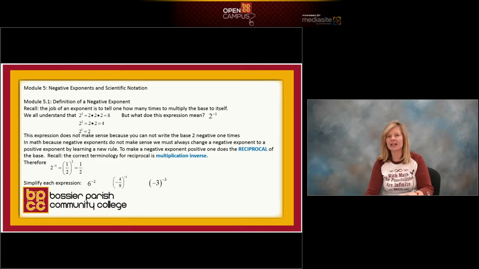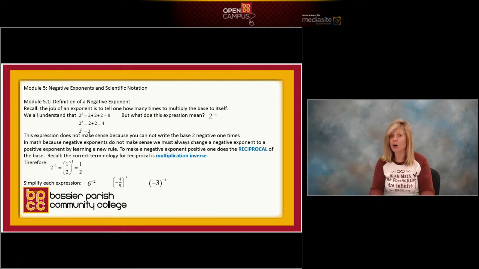So if we look here, again, my expression is 2 to the negative 1. I don't like it. What don't I like? The negative exponent. Okay, we're going to fix that. We're going to wave our magic wand and make that exponent positive. How do we do that? We take our base and we flip it. So what's our base, everybody?